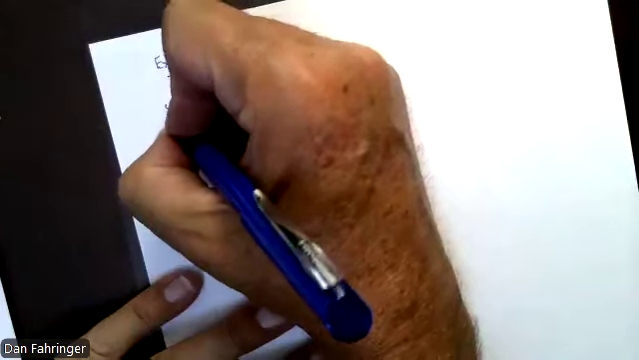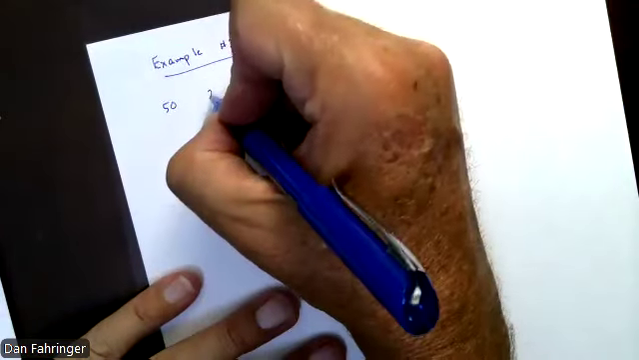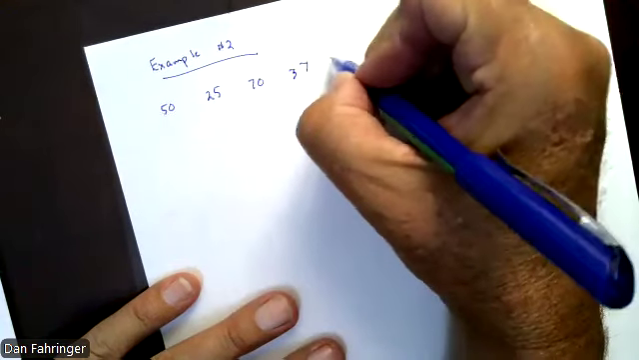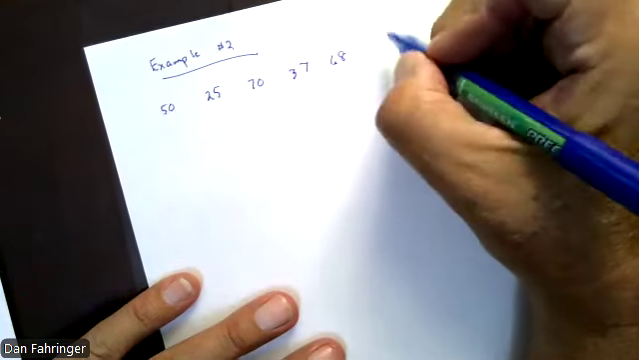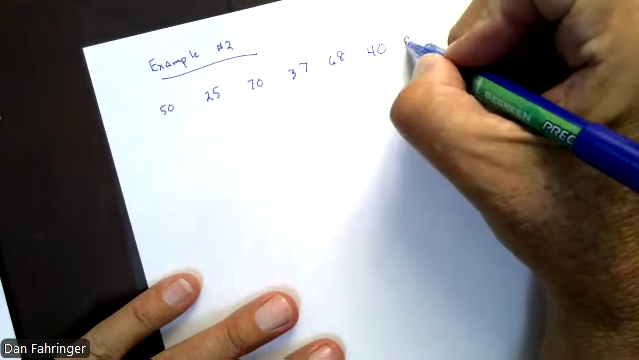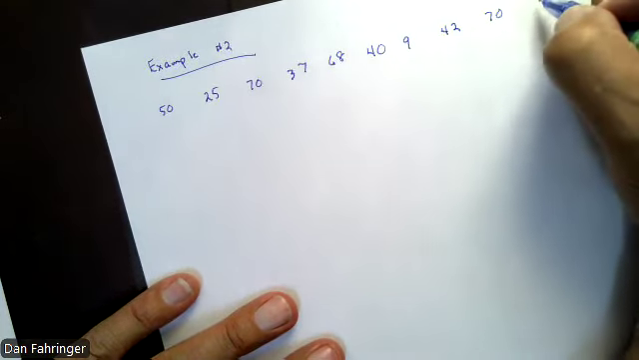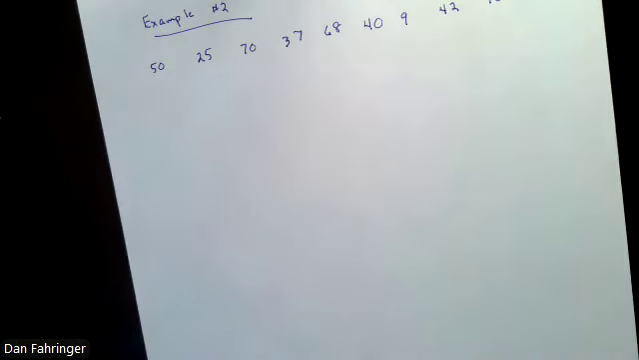Just some numbers again: 50, 25, 70, 37, 68, 9, 42, 70, and 76. Yeah, all of a sudden we're dangerous. We'll do a right rotation.